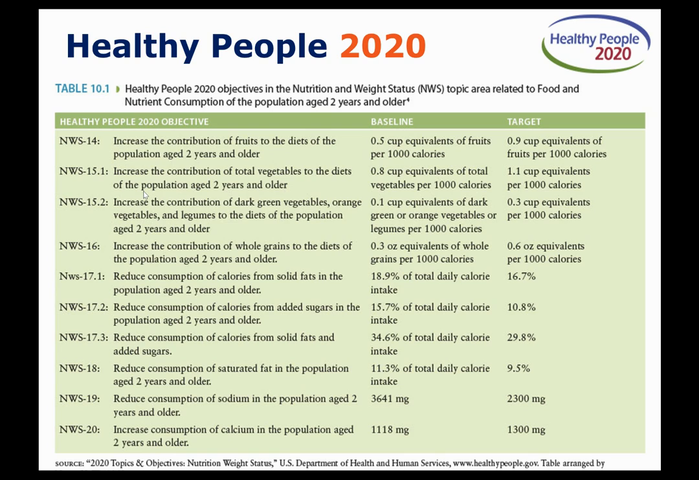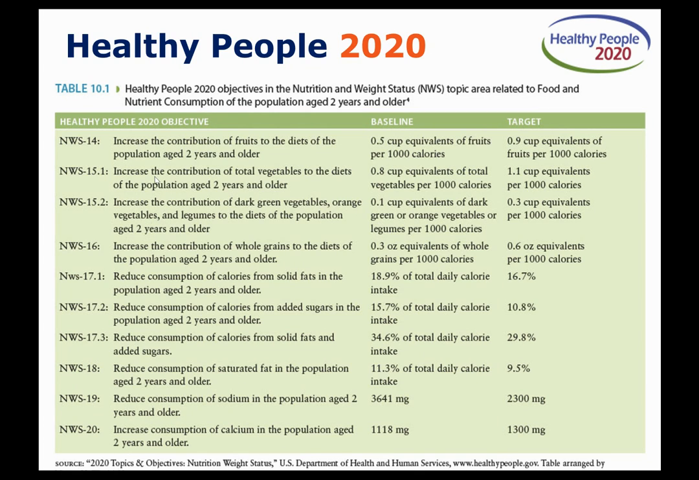But for the focus of our class here are ones related more specifically to food and nutrient consumption for population ages 2 and over. So, for example, there are objectives related to increasing fruits and vegetables in the diet, also a focus on increasing whole grains, and then reducing consumption of calories from solid fats, added sugars, saturated fats, and sodium. And there's also a focus on increasing consumption of calcium.